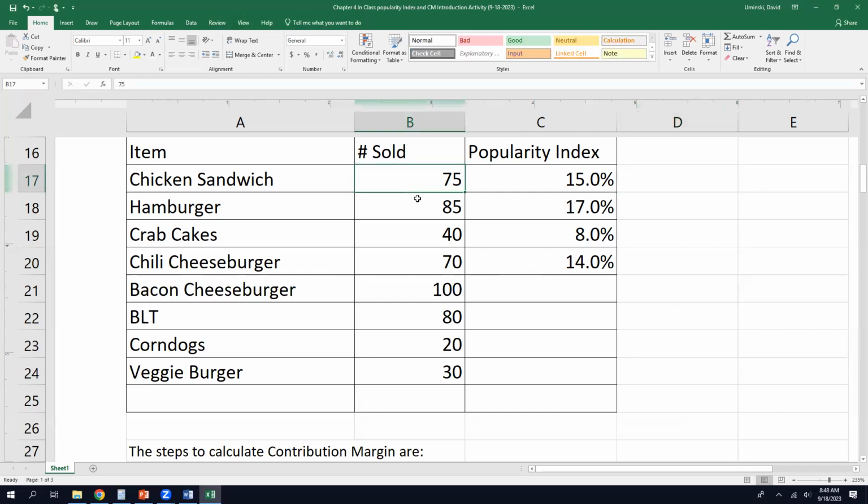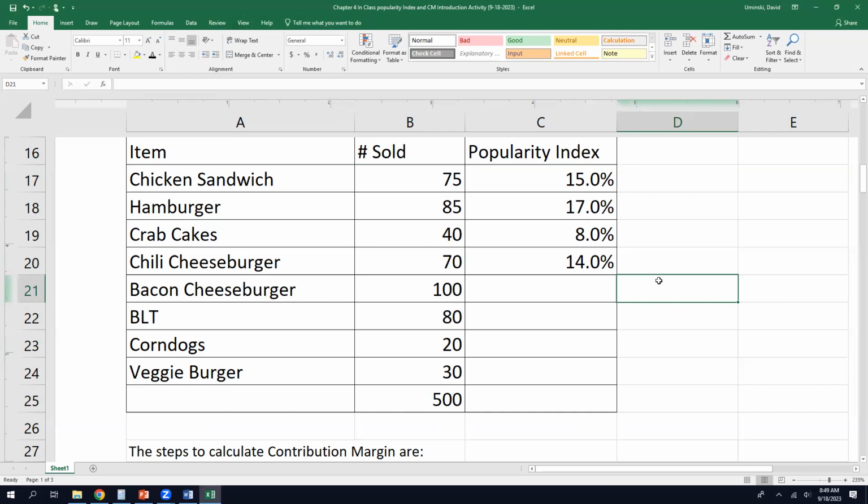When I add up all of these, that's the first thing we have to do. So go ahead and add up all of these numbers of entrees sold. Remember, that's the first step: we have to add up everything to get the total number of entrees sold. And that is 500. So we've sold 500 items. And now we have to figure out what the popularity for each one is.